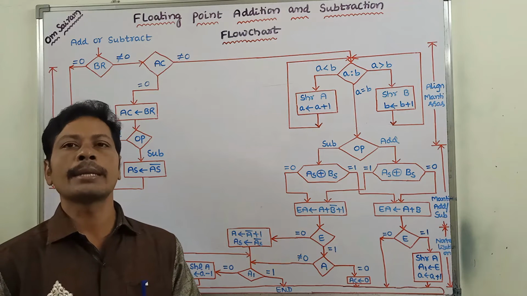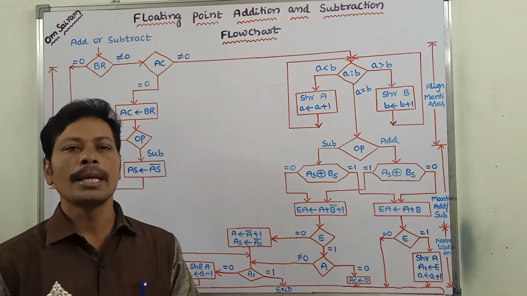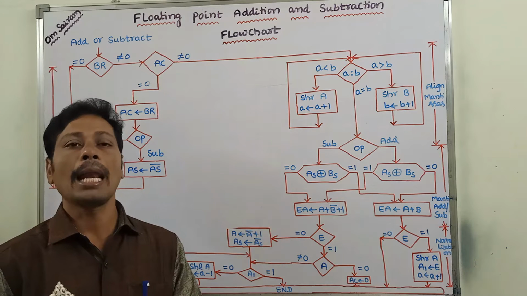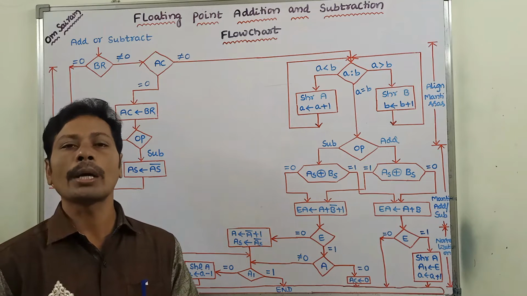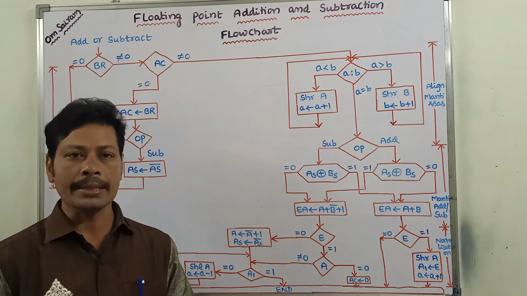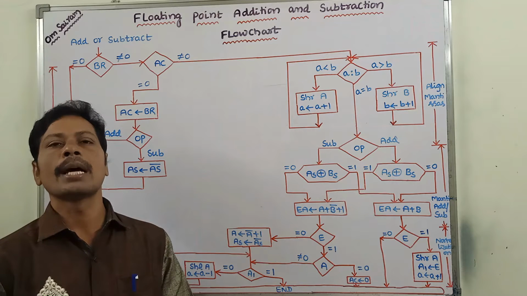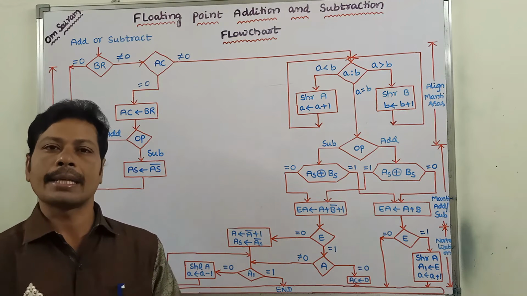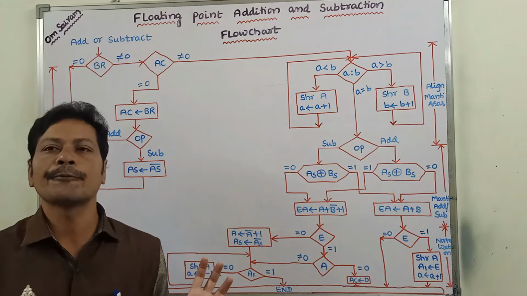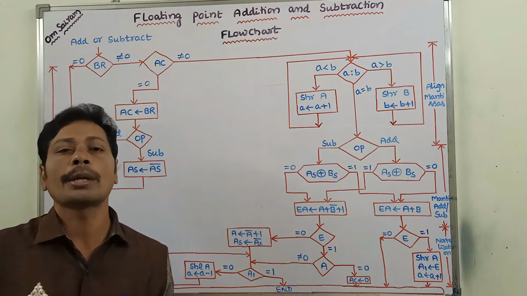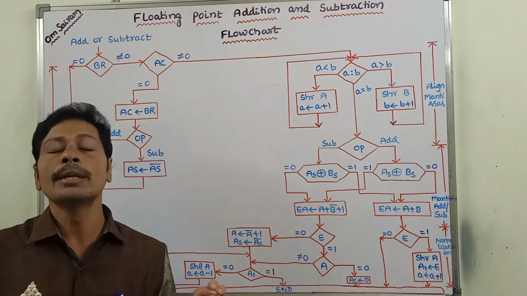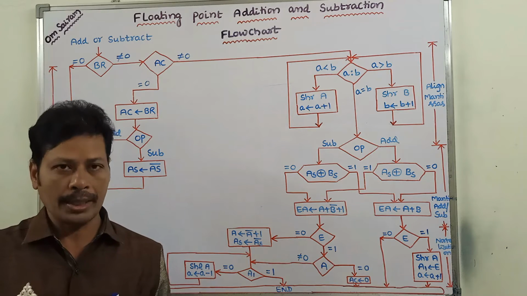First step is check for zeros. Second step is align the mantissas. Third one is add or subtract the mantissas. Fourth one is normalizing the result. By using these 4 steps, we have to perform the addition or subtraction between two floating point numbers.